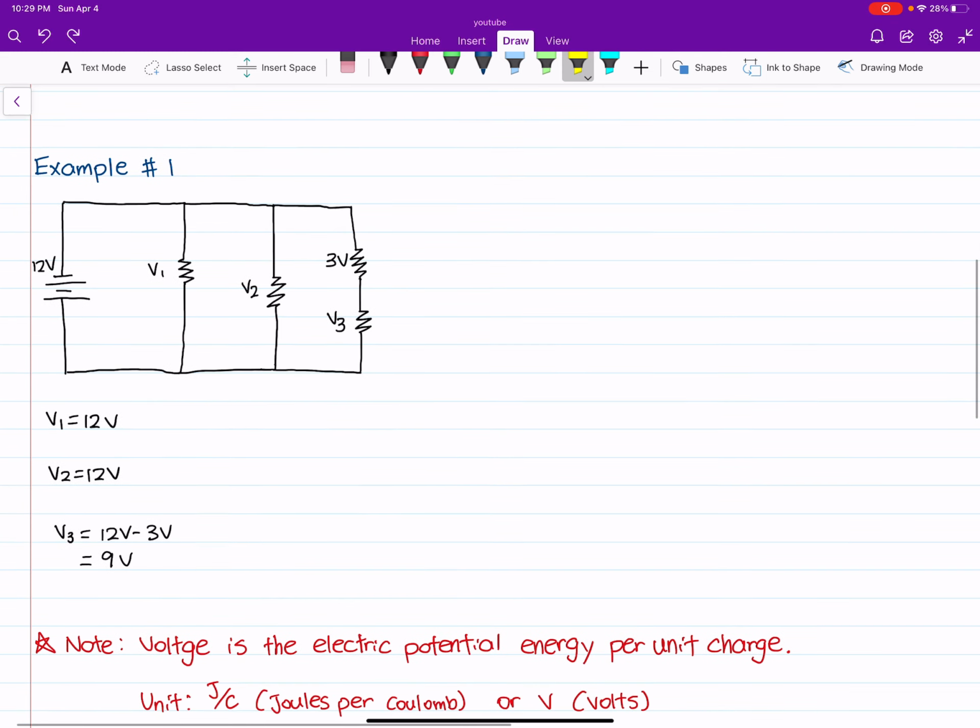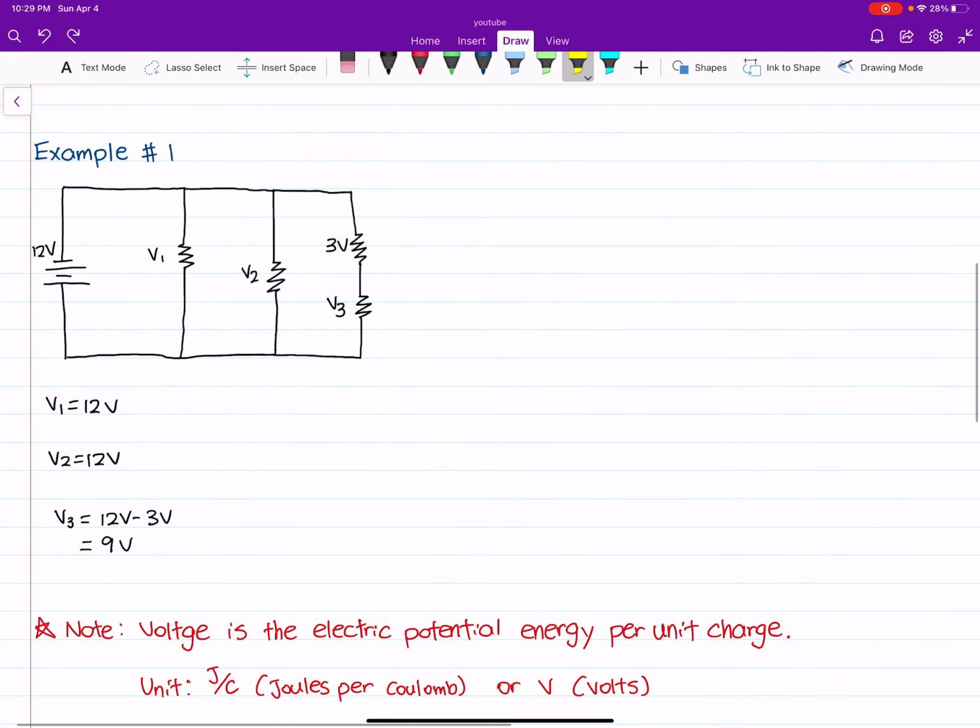So moving on. So what exactly is voltage? Voltage is electric potential energy per unit charge. So its unit is joules per coulomb, or V, volts.